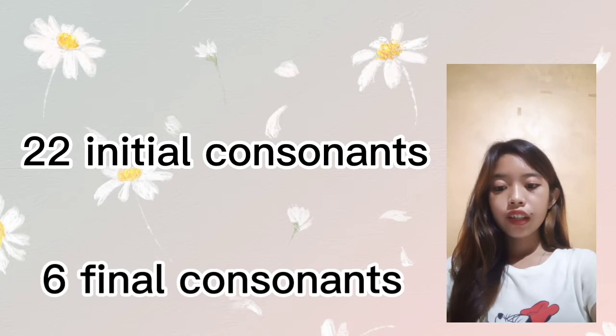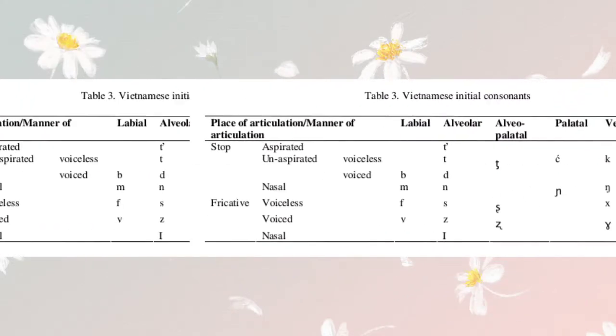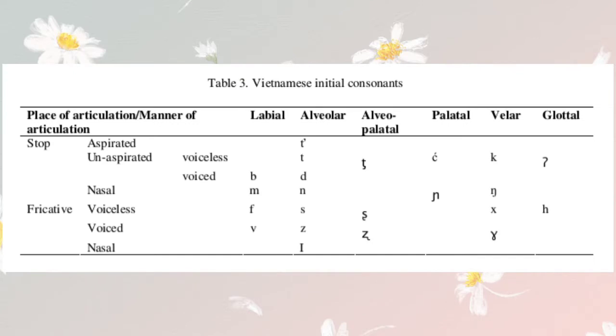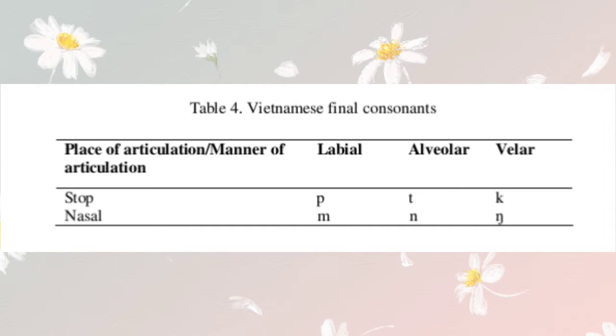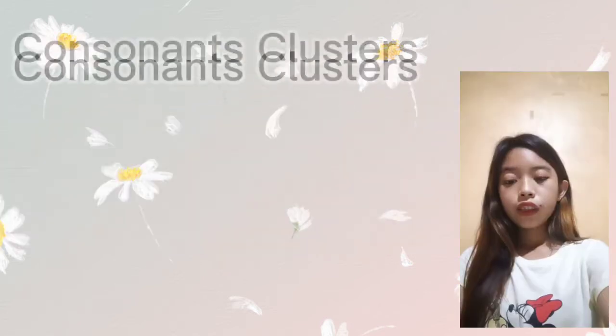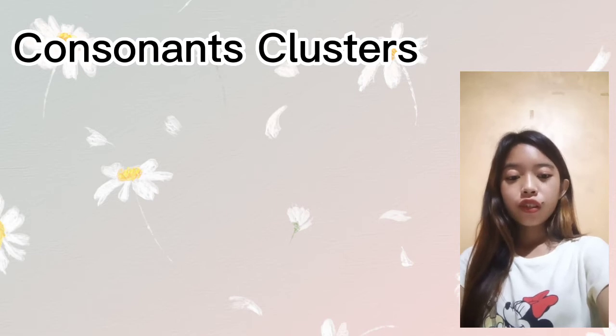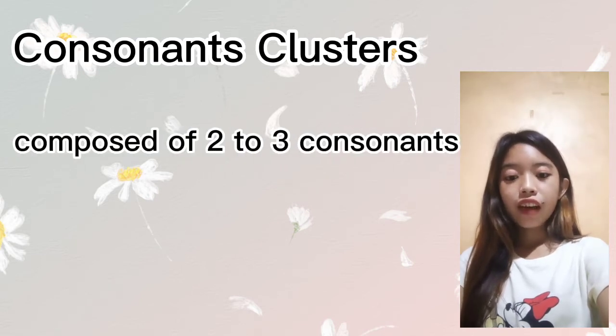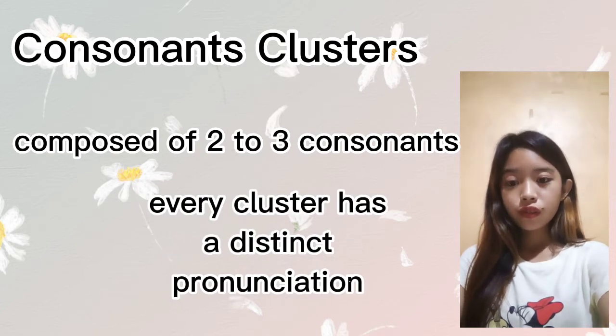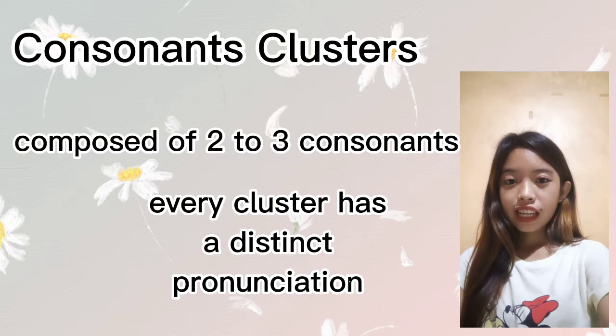In Vietnamese, consonants are classified into 22 initial consonants and 6 final consonants according to the position of the consonant in a word. Let me show you the table of the Vietnamese initial consonants as well as the final consonants, although they are never pronounced or heard. In the Vietnamese language, each cluster is composed of 2 to 3 consonants and every cluster has a distinct pronunciation. Let's pronounce all the consonant clusters.